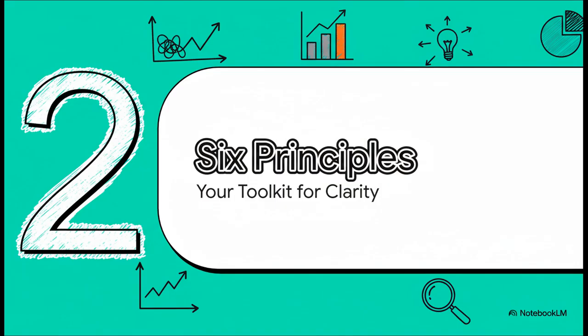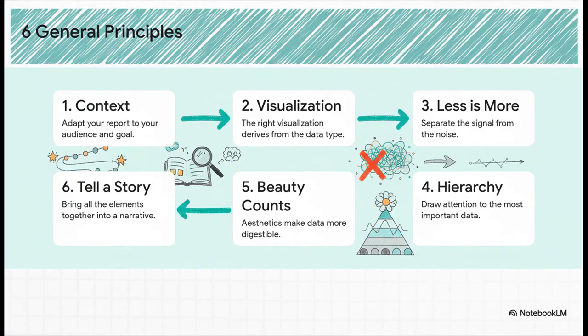We're going to walk through 6 core principles that are basically our toolkit for transforming that confusing mess into something clear, powerful, and honestly persuasive. So here it is. This is our roadmap. We're talking about understanding your audience, picking the right visual for the job, the golden rule that less is more, making the important stuff stand out, why looks actually matter, and finally, tying it all together to tell a real story. We're going to focus on just a few of these to totally transform our messy chart.